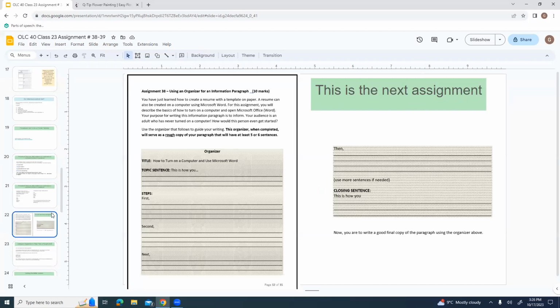So this is assignment 38, and it's using an organizer for an information paragraph. Yes, this is information, but it's specifically a type of writing called procedural writing, okay? We just walked through how to create a resume with a template on paper. A resume can also be created on a computer, which we talked about. For this assignment, you want to describe the basics of how to turn on a computer and open Microsoft Office Word. Your purpose for writing this information paragraph is to inform.